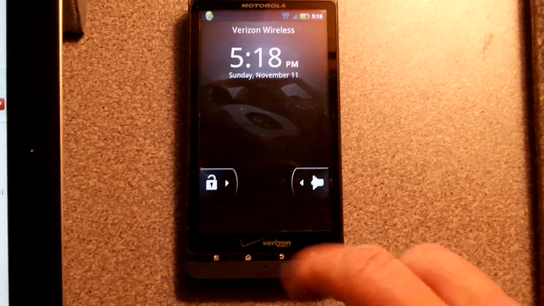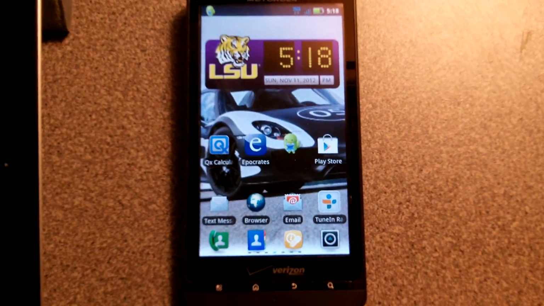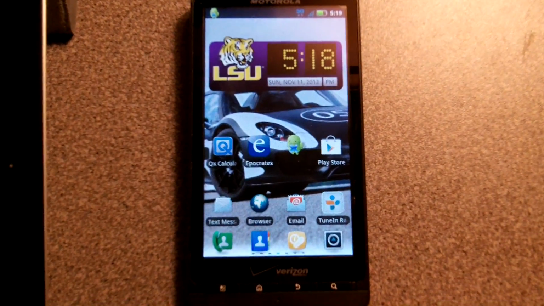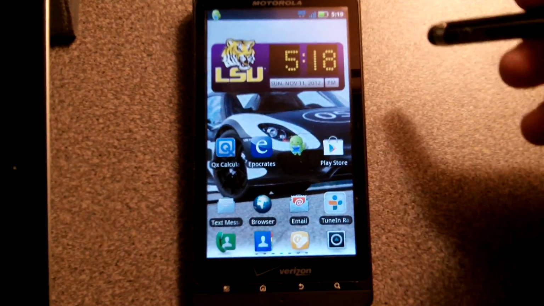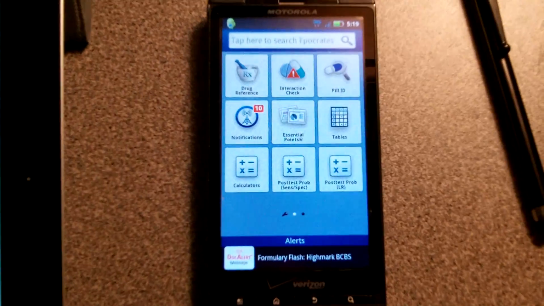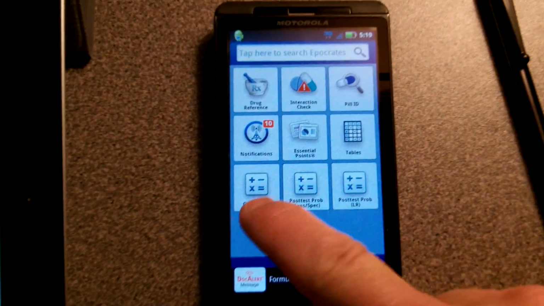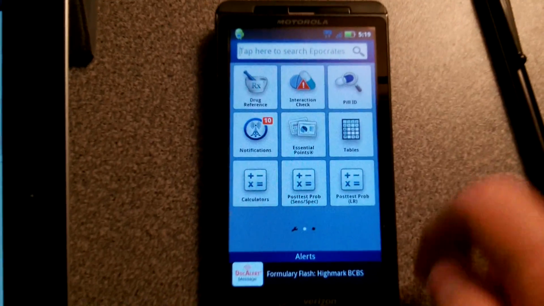Let's look at Epocrates now, a little bit different application that, again, is available for iPhones and Android devices, but not for iPad at this time. So we'll click on Epocrates. There's a couple of places that you can find these calculators. I've put some up here as my favorites, so they open up immediately.